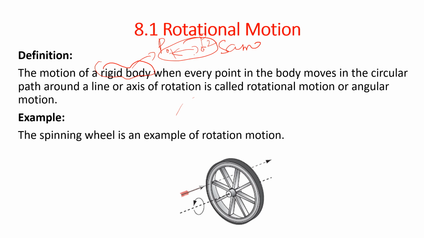Now, rotational motion is the motion of a rigid body when every point in the body moves in a circular path around a line or axis of rotation. In simple words, the axis of rotation is the point or the line about which the body rotates. Coming again to the definition: the motion of a rigid body when every point in the body moves in a circular path around a line or axis of rotation is called rotational motion or angular motion. An example of it is the spinning wheel, which we see in our daily life every day.